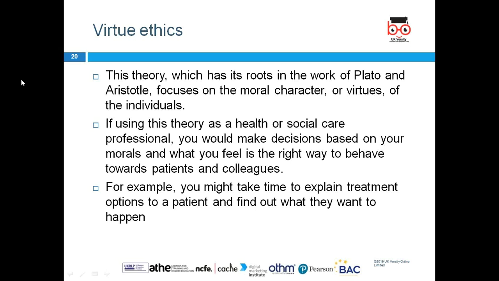Okay. So is that the example, you might take time to explain treatment options to a patient and find out what they want to happen? Yeah. So that in a way is all about the person-centered approach, because in the PCA, as we call it, you're bringing the patient within their own treatment. You're asking them, you're getting them involved, you're seeing what the right choices for them are at that time. So in a way, virtue ethics is a person-centered approach, isn't it? If we think about it, because you're getting them involved.